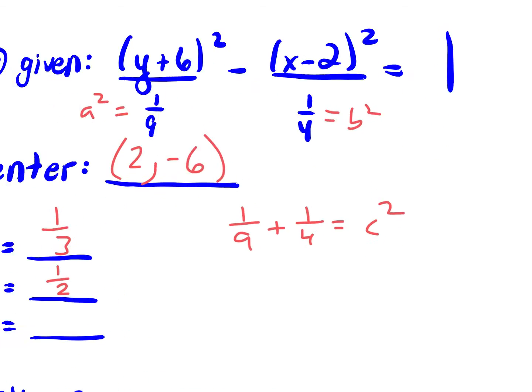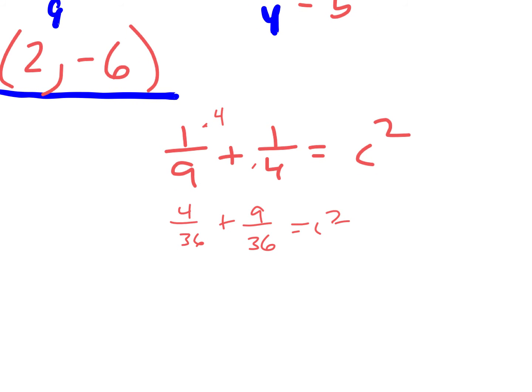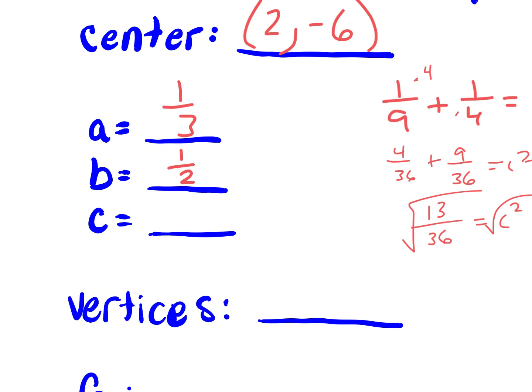To add these together, I need a common denominator, so I'm going to multiply my top and the bottom here by 4. So I would get 4 over 36. And I'm going to multiply my top and the bottom here by 9, so 9 over 36. So 13 over 36 is equal to c squared. I could take the square root of both sides, so I get square root 13 over 6.